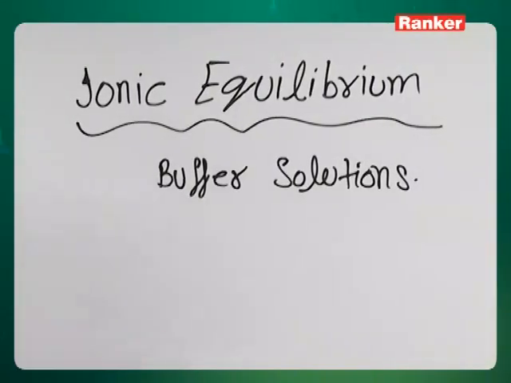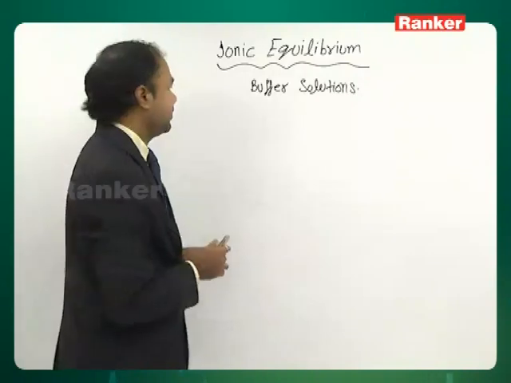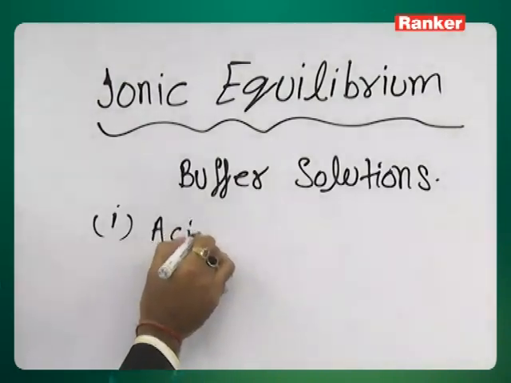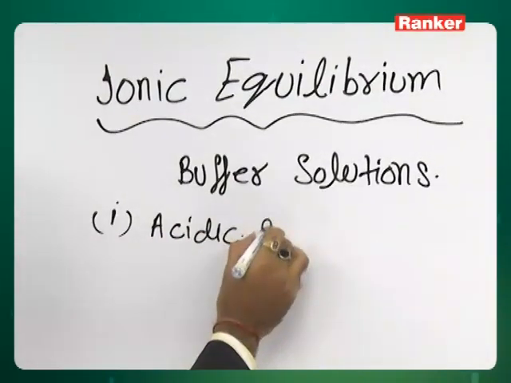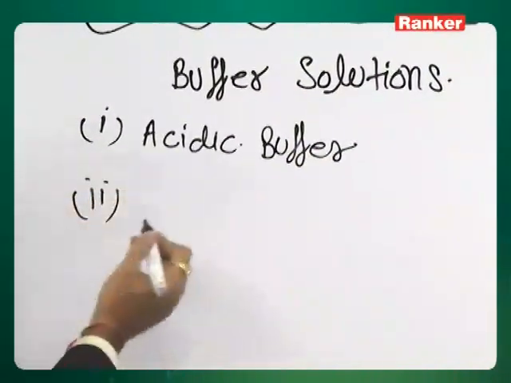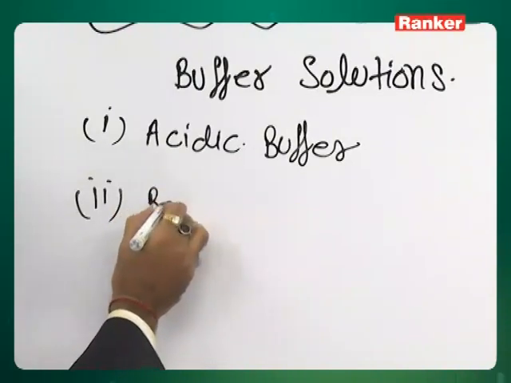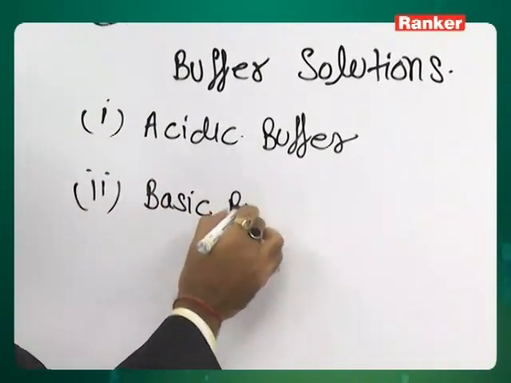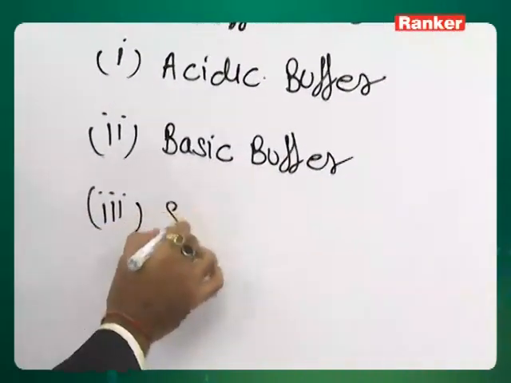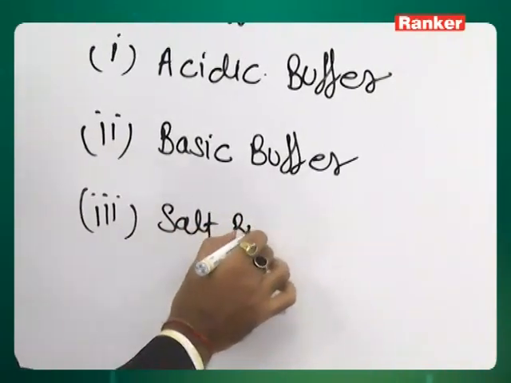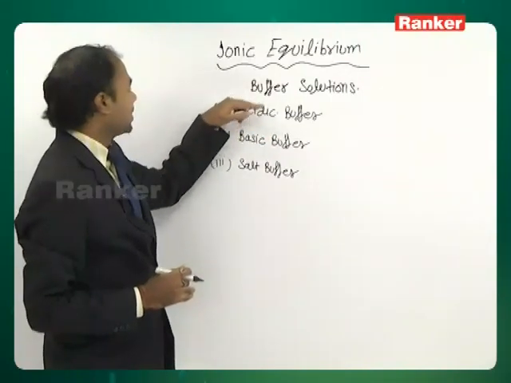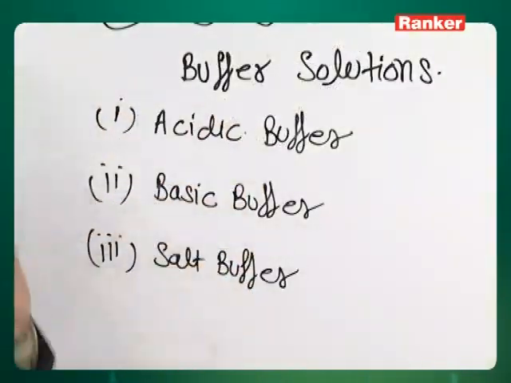See, basically, we have 3 different types of buffer solutions. One type of buffer solutions are called acidic buffer. Other type, the second type, are called basic buffer, while the third type is known as salt buffer. Sometimes it is also called as neutral buffer. So 3 types of buffer solutions: acidic buffer, basic buffer, salt buffer.